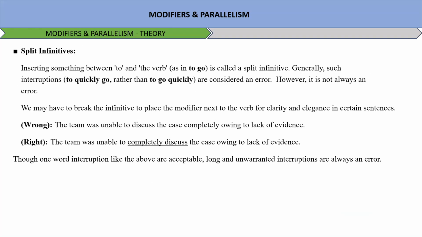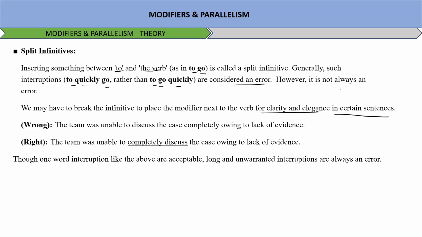Now, what are split infinitives? Inserting something between the "to" and the verb, as in "to quickly go", is called a split infinitive. Generally, such interruption, "to quickly go" rather than "to go quickly", is considered an error. However, it is not always an error. We may have to break the infinitive to place the modifier next to the verb for clarity and elegance in certain sentences.